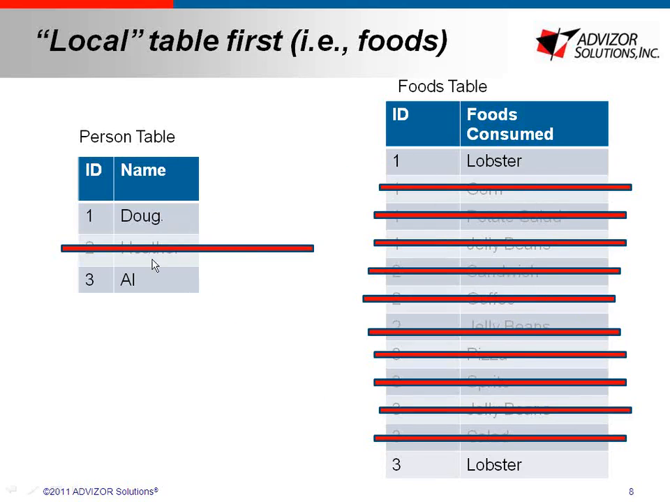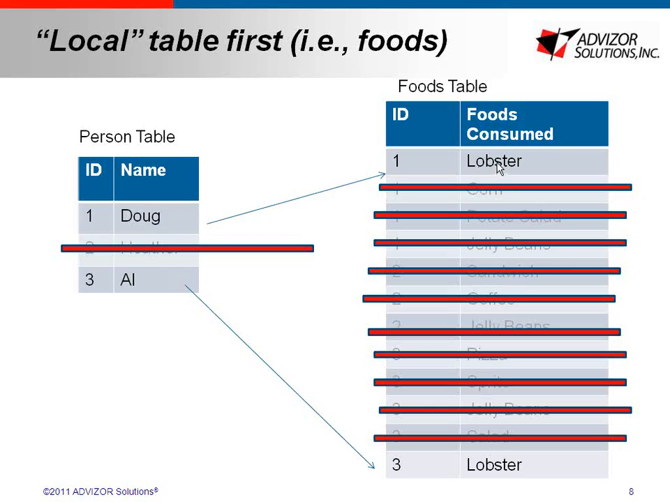So now we're down to 2 people and their lobster records. I'm excluded. What ADVIZOR is going to do is then try to update the foods table from the remaining people, while all of the other records have already been removed.